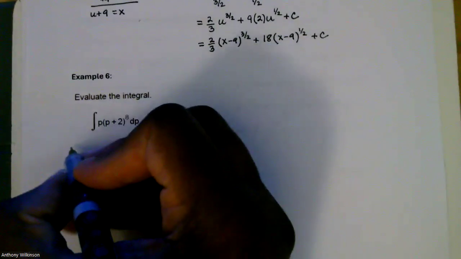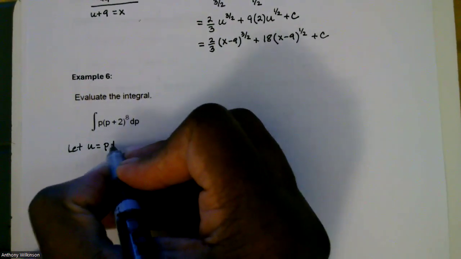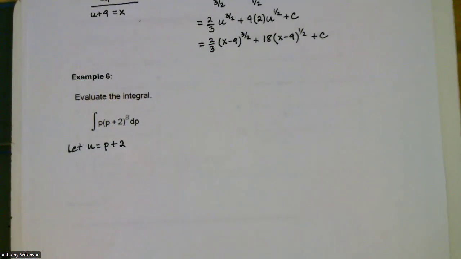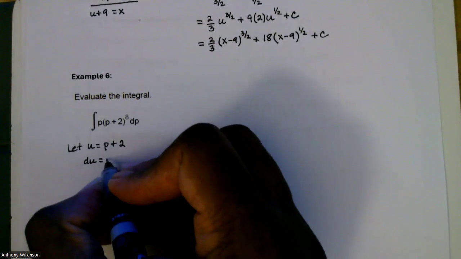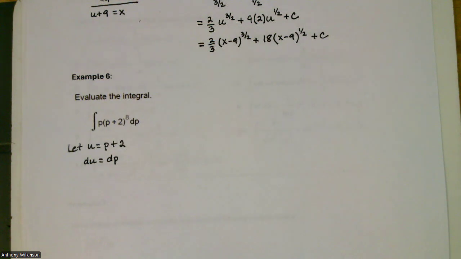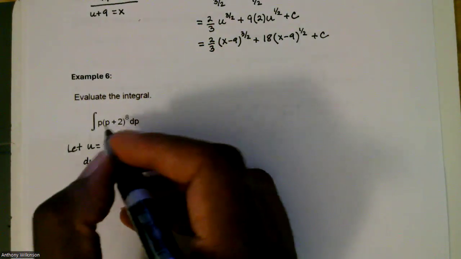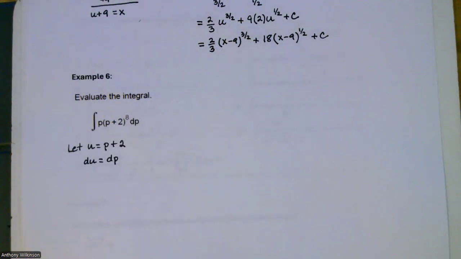All right, so now let's do this here. I'm going to let u equal to what's inside that parentheses here, p plus 2. So I'm letting u equal to p plus 2. And then I'm going to find out what du is. Du is equal to 1 dp, or just dp. Notice that the expression is in terms of p. Now I know I can replace the dp with du, and this p plus 2 can be replaced with the u, but I need something to replace the p with, and it's got to be in terms of u.